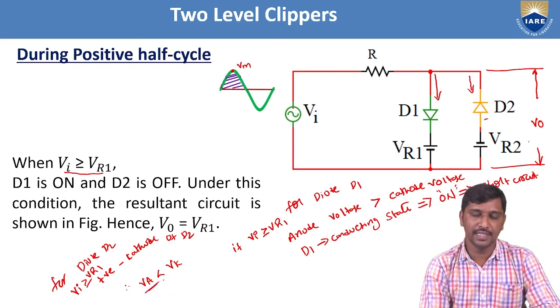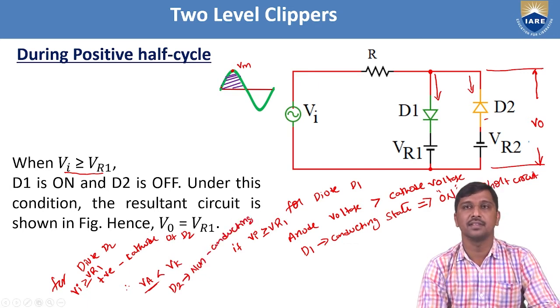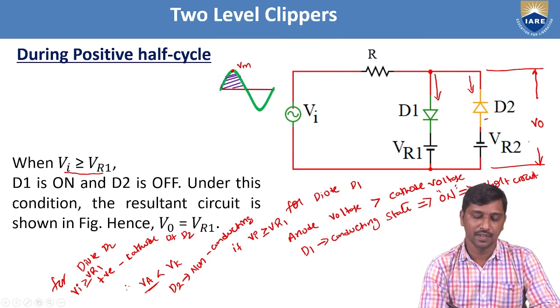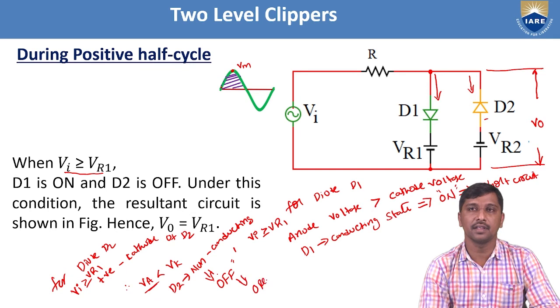If the anode voltage is less than the cathode voltage, what happens here? Here diode D2 becomes non-conducting. If it is in a non-conducting state, the diode state is represented as the off state. If it is in the off state, it is replaced with an open circuit.